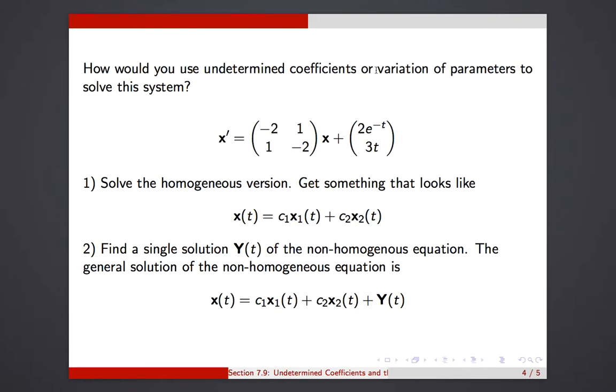I am not going to test you or homework you over variation of parameters in this context. But rest assured it works, and the book, if you're curious, will show you how it works. But undetermined coefficients and Laplace transform is enough for us for now.